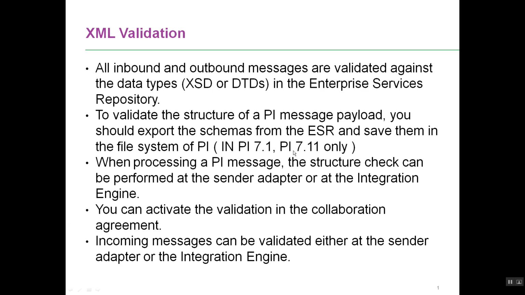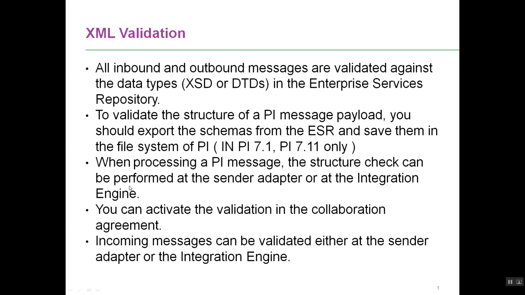In PI 7.1 and in PI 7.11, when this functionality was newly introduced, you had to do an extra step of exporting the XSD and then loading it into the file system of PI. In PI 7.4 or even in PI 7.3, you need not do this step. You just need to select validate the XML message, and the validation will happen implicitly. Just remember that in PI 7.1 and in PI 7.11, you need to do an extra step of exporting the structure and storing it locally.